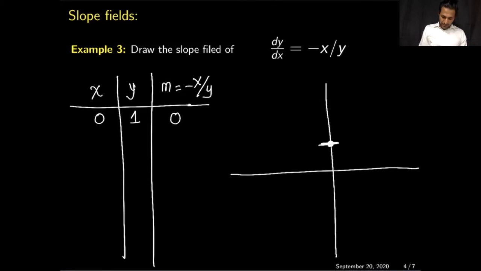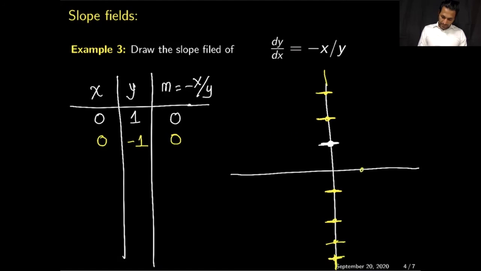And also you can notice if you choose x is equal to 0, y is equal to -1, you're going to get slope 0. So the slope of this line is also going to be 0. Any point on the y-axis is going to give you a horizontal slope, because if you choose x is equal to 0 and any non-zero value of y, your slope, which is minus x over y, is always 0. So you are going to draw horizontal tangent lines.